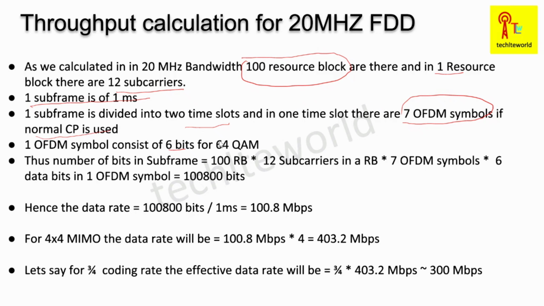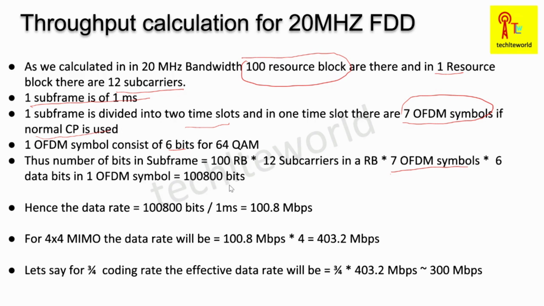Okay, so if we calculate the number of bits in a subframe, this will be 100 RB multiplied with 12 subcarriers per resource block, and then we'll multiply it with 7 OFDM symbols, right? And then we'll multiply it with 6 data bits in one OFDM symbol. So this combined product will give us the number of bits in a subframe, which is actually 100,800 bits, right? So this is the number of bits which can be transmitted in a single subframe, right?